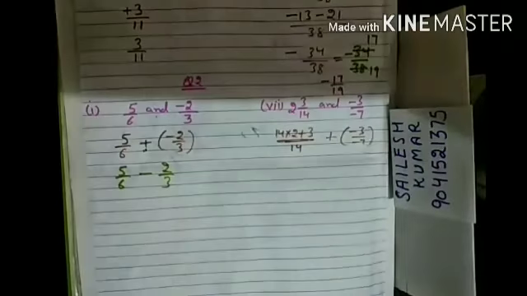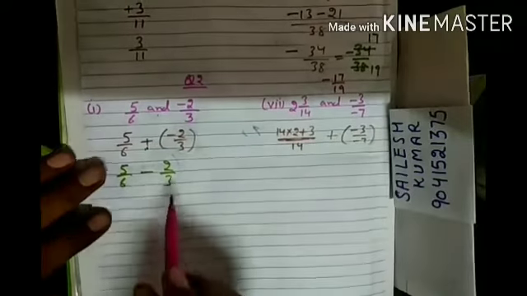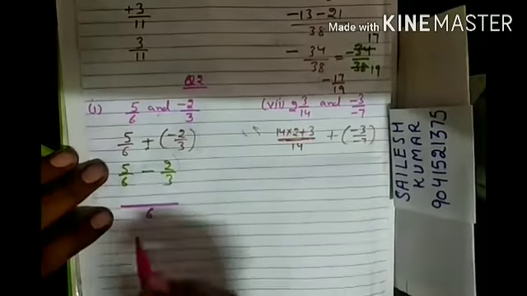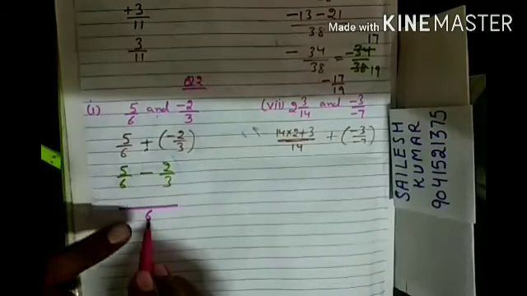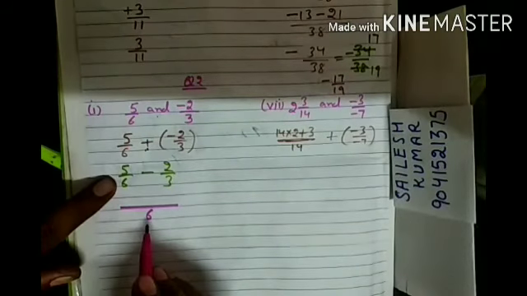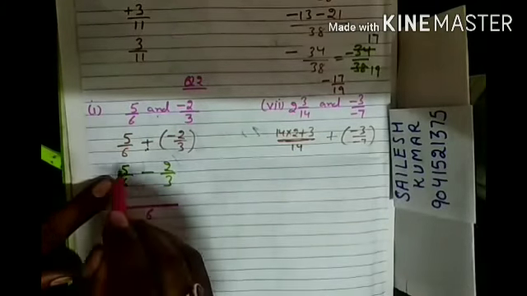Now I will take the LCM. What is the LCM of 6 and 3? That is 6. I will draw the division bar. Now 6 will be divided by 6, the answer is 1, and I will multiply this 1 by 5.